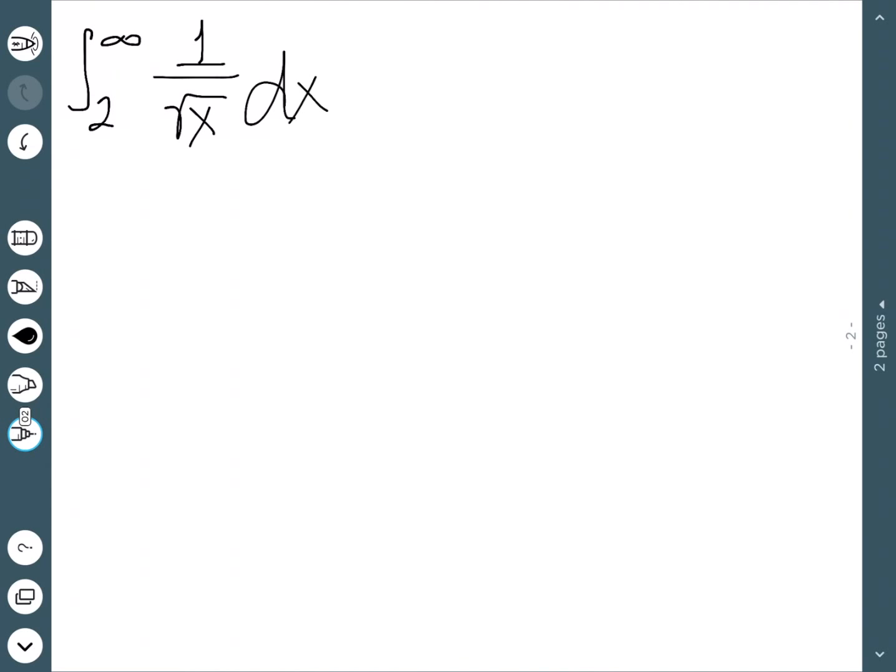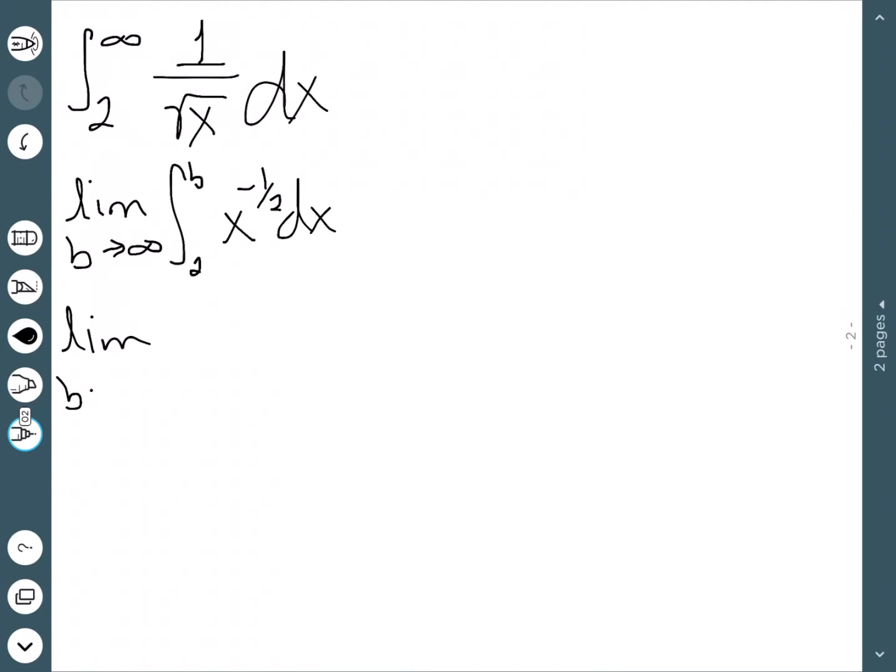My first example, the integral from 2 to infinity of 1 over the square root of x dx. Our rules say we want to take the limit as b goes to infinity of the integral from 2 to b, and I'm going to go ahead and rewrite this as x to the minus 1/2. So I still have the limit as b goes to infinity. When we're integrating, we add 1 to the exponent and divide by that number. Dividing by 1/2 is the same thing as multiplying by 2, and we need to take this between 2 and b.